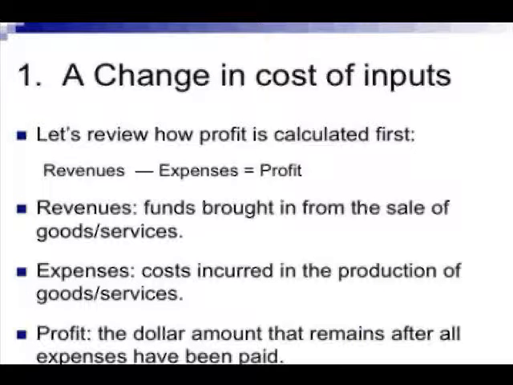Let's go ahead and take a look at the determinant of supply called a change in the cost of inputs. Now, when we look at inputs, we're looking at all of those essential ingredients necessary to produce a good or service. It could be raw material, it could be labor, it could be fuel costs, it could be shipping. So when those costs, when our expenses change, ceteris paribus, everything else being held constant, we are going to see a change in supply. But what I first want to do is take a look at how profit is calculated.